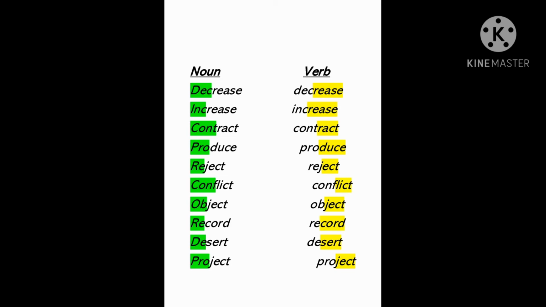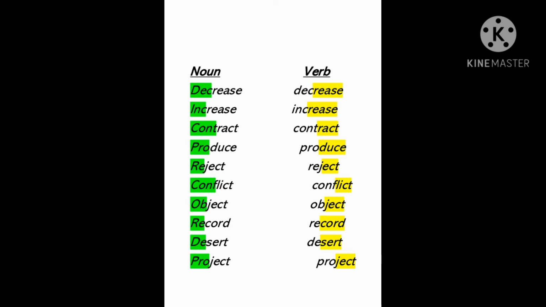We have contract, for noun and for verb. For the noun we have produce, and for the verb produce. For the noun we have reject, and for the verb reject. Noun conflict, verb conflict. For the noun we have object, and for the verb object. For the noun we have record, and for the verb record. For the noun we have desert, and for the verb desert. And the last, for the noun we have project, and for the verb project.